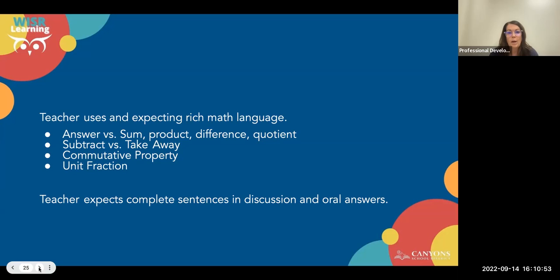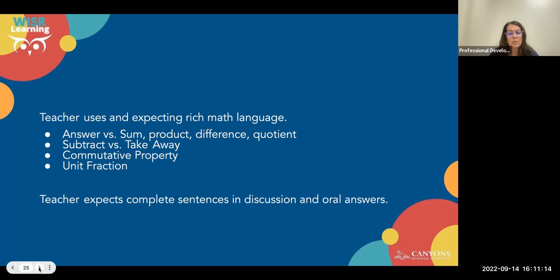If you notice a commutative property in a problem the students are doing or in some instruction, address that as, this is the commutative property. Let's use the commutative property. So use rich math language. If you're using it and you expect your students to use it, that is going to increase the speaking in your classroom and the conceptual understanding.